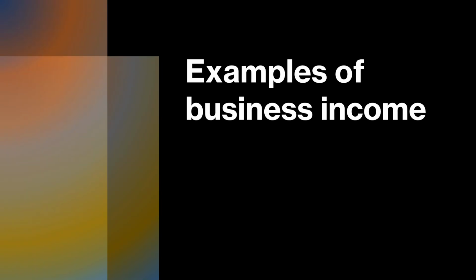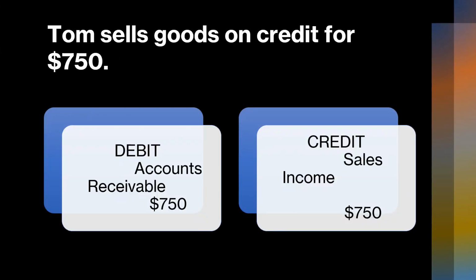In this segment, I'm going to share a few practical examples of business incomes and how they will be recorded in the books of accounts in the light of the debits and credits principles that I explained to you earlier. When Tom sells goods on credit for $750, this transaction will affect the sales income and accounts receivable, that is a current asset. Going by the principles of double entry bookkeeping, accounts receivable will be debited with $750, that is an increase in assets, and sales income will be credited with $750, that is increase in income.